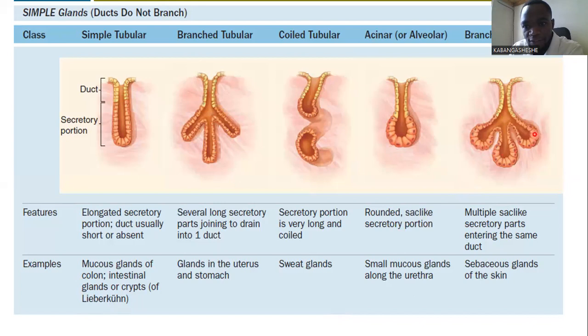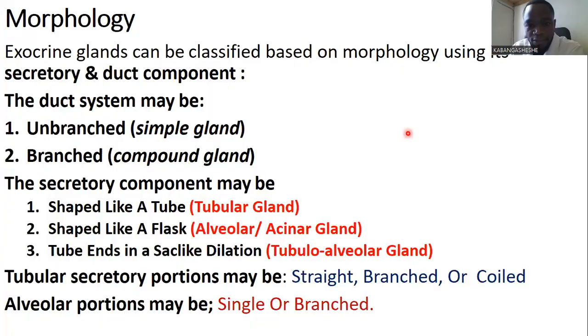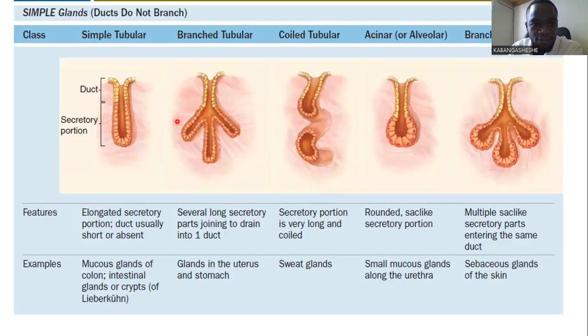So this is single or unbranched. Then this is branched, multiple cups, single cup. What about tubular glands? If the gland is tubular, it can either be a straight gland, a branched gland, or a coiled gland. So this is a straight tubular gland, branched tubular gland, coiled tubular gland. You see this making this S-shaped structure.